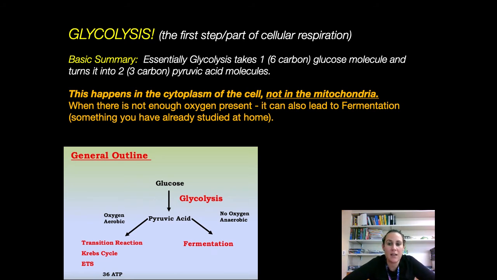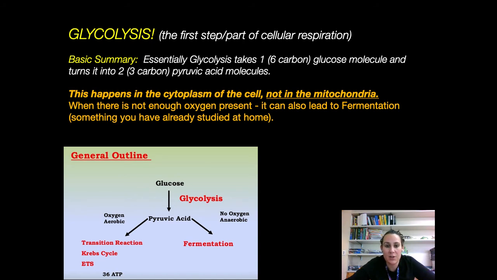So make sure you write that down. You're in the glycolysis section. Remember, this takes place in the cytoplasm. It does not require oxygen. The basic summary of glycolysis, as you can see here, is it takes glucose and turns it into 2 3-carbon pyruvic acid molecules.